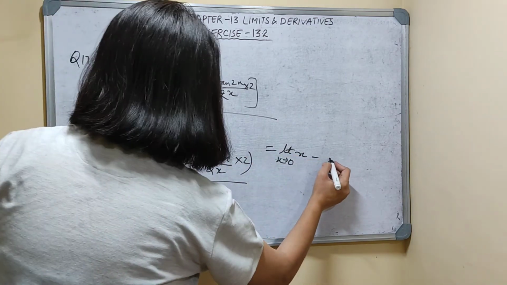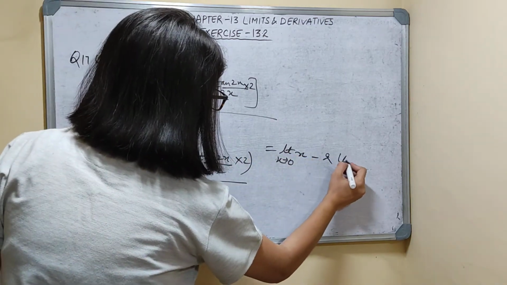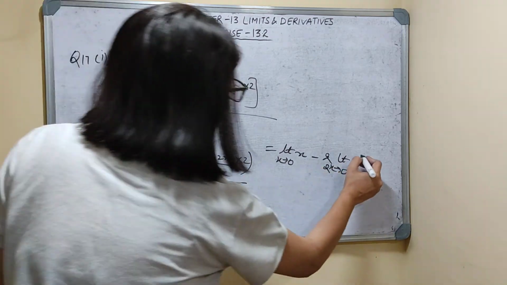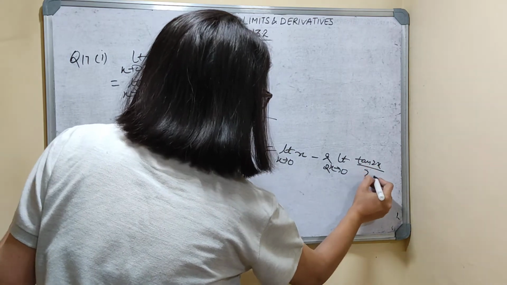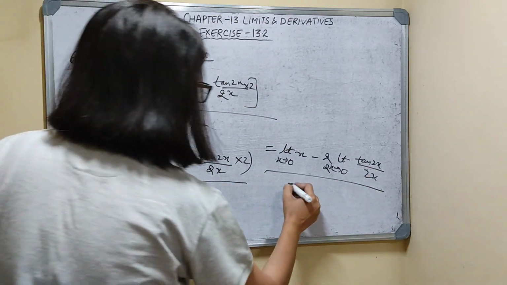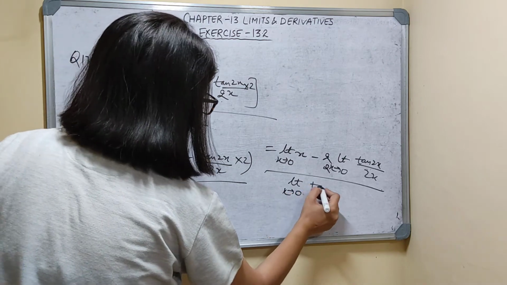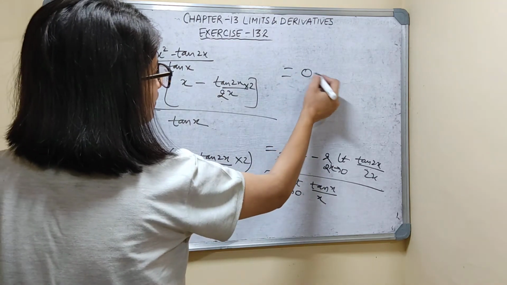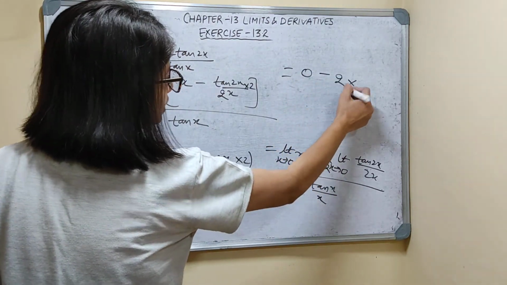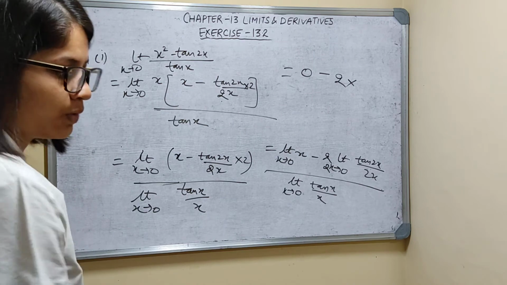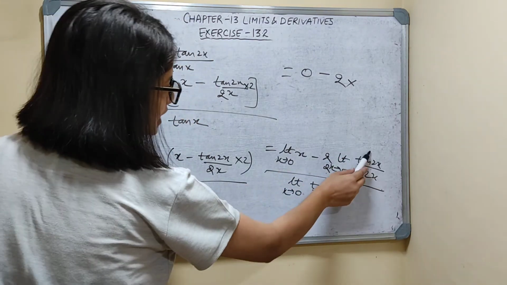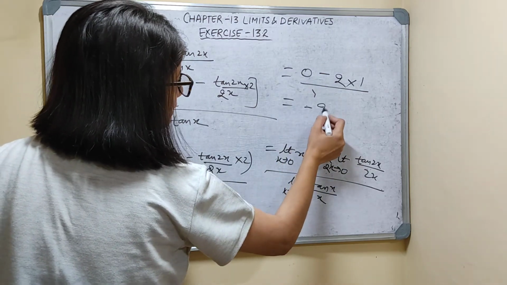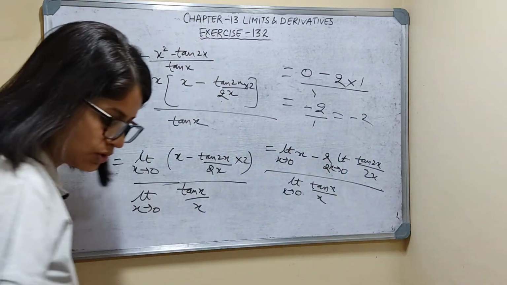x minus 2 will come out. As the limit x tends to 0, 2x also tends to 0. So tan 2x upon 2x limit tends to 0, and tan x upon x limit tends to 0 is 1. So that is 0 minus 2 into the limit of tan x by x, which is 1. Here 2x also tends to 0, so tan 2x by 2x is also 1. So 0 minus 2 upon 1, the answer is minus 2.